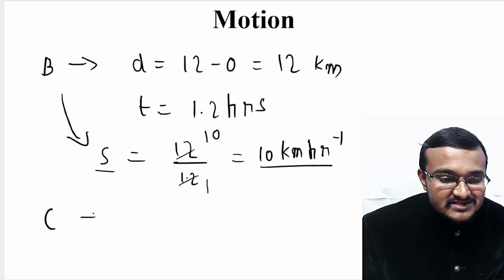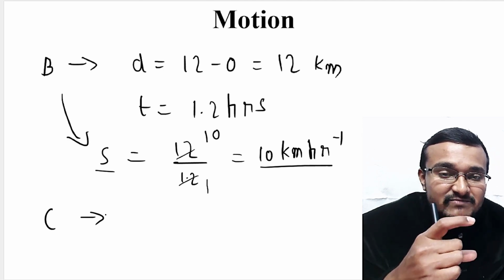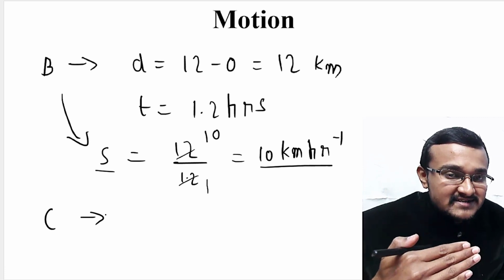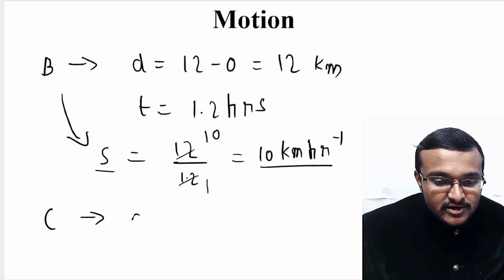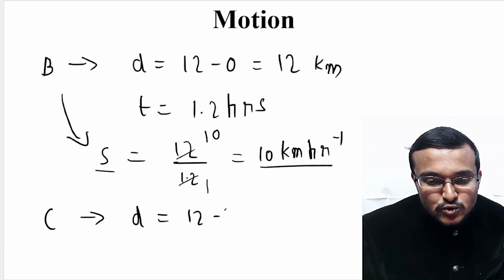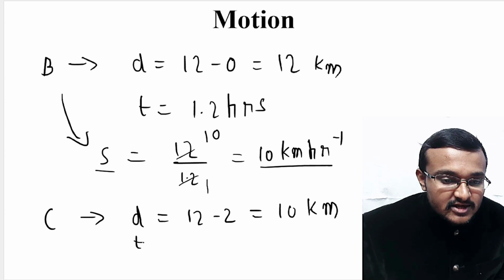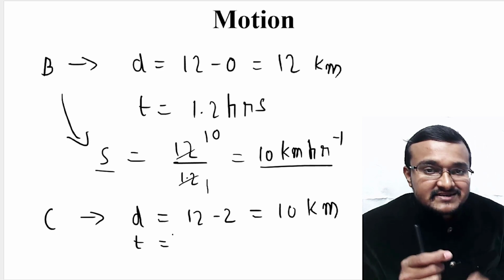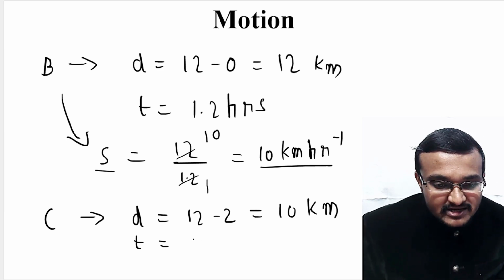So now if you consider C, approximately you can see that C has started somewhere in between 0 and 4. So let us say it has started from 2 kilometer distance and it has ended at 12 kilometer distance. So to calculate the total distance, you can do 12 minus 2, which is equal to 10 kilometer. For the total time, you can roughly assume that it has taken slightly more than 1.6 hours. So let us say it might have taken 1.6 hours only.